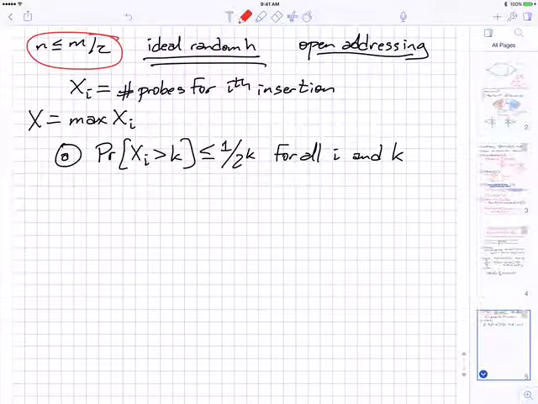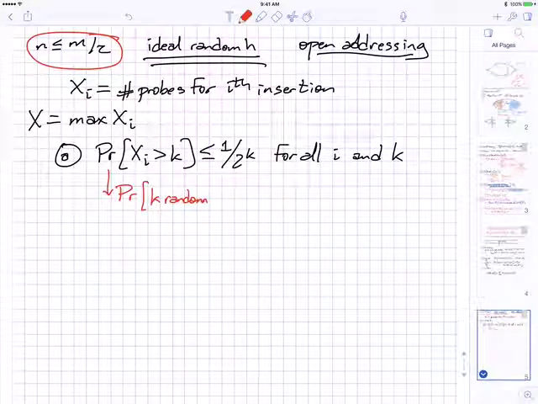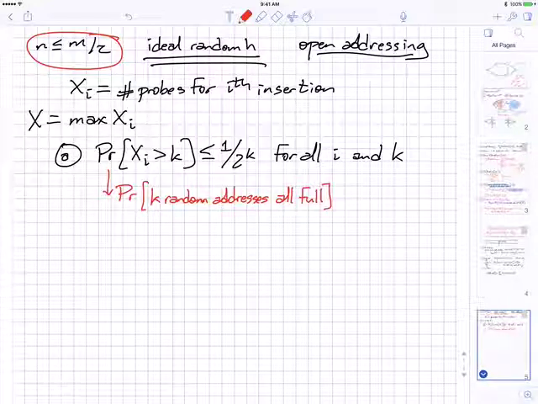this inequality here that says the maximum number of items that I consider storing in the table is at most half of the table. And that means that the probability of picking a random spot in the table and probing it and that it's empty is at least 1/2. Okay, so this is the probability that I probe k random addresses, and they're all full. But the probability of any particular address being full is less than 1/2.